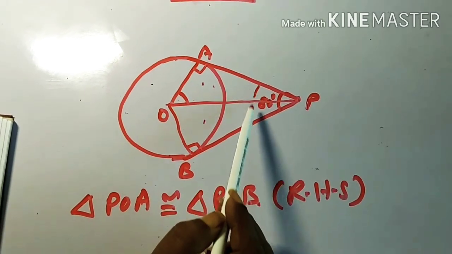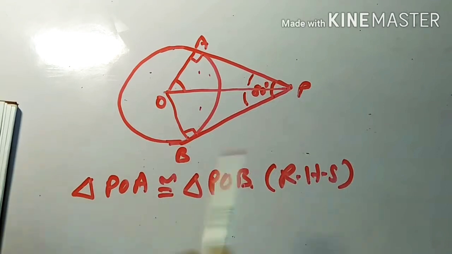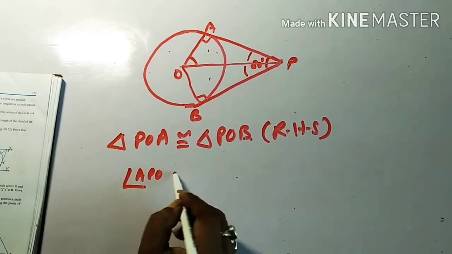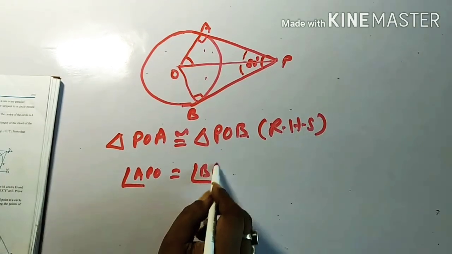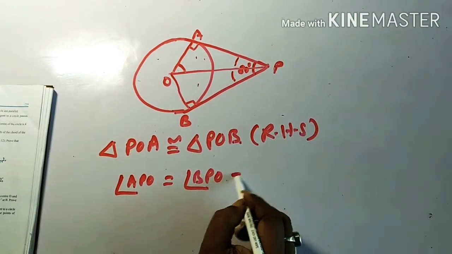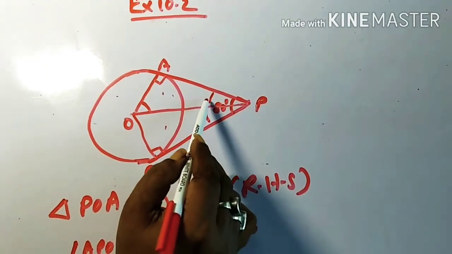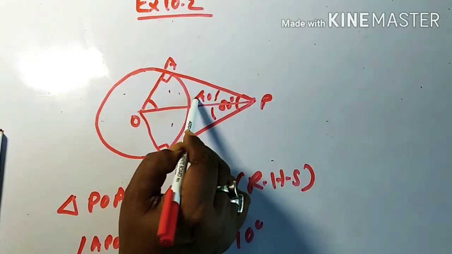So this angle is equal to this angle. So angle APO is equal to angle BPO. So this will be equal to 40 degree, half of 80 degree. This is 80, so half is 40 degree. This is 40 degree.